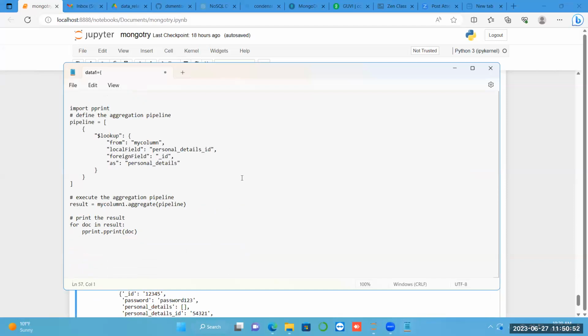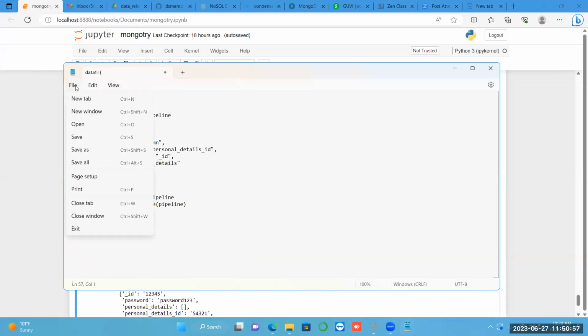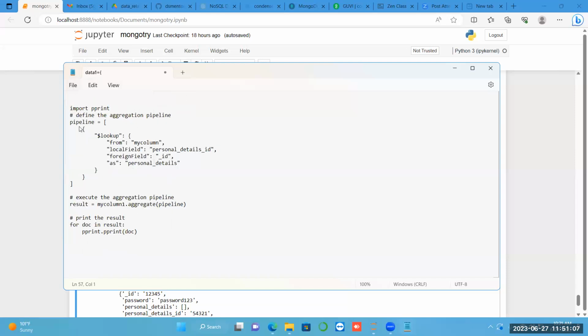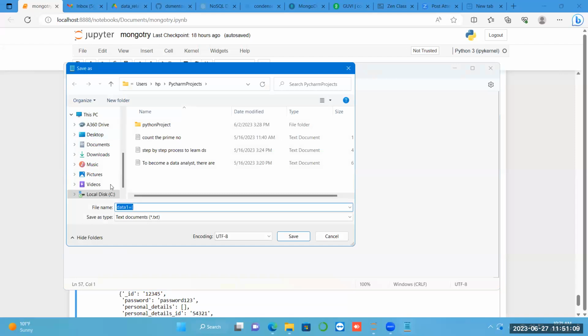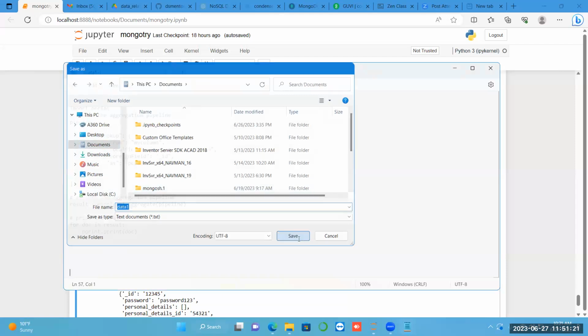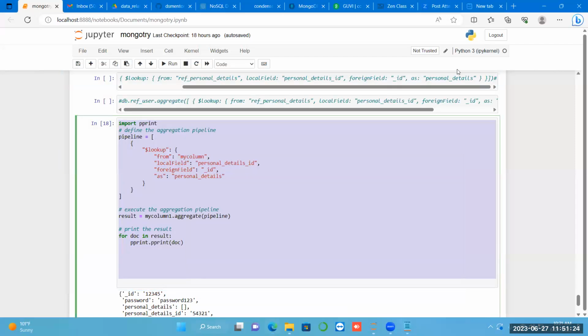Paste it. Okay. Now save it and share in chat. How do I share this, sir? Save it in your system first, and identify the location where you have saved. What is the name you are giving? Data 1. Save it. Okay. Now go to the chat and share this file by uploading this in the chat.